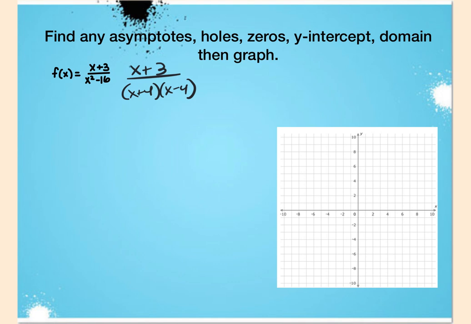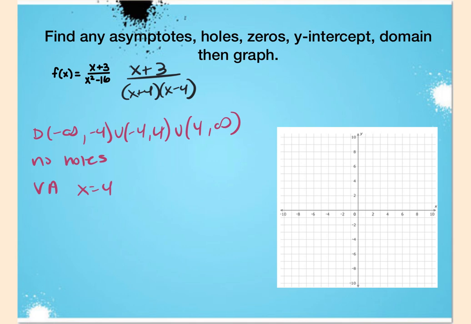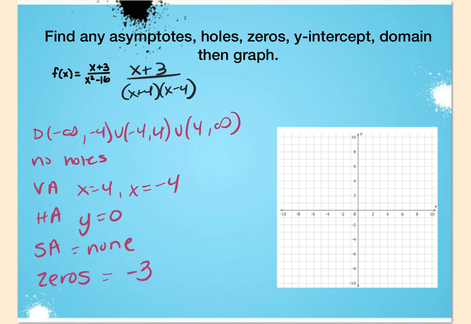Domain, x can't equal negative 4 or positive 4, so negative infinity to negative 4, negative 4 to 4, and 4 to positive infinity. There are no holes. Vertical asymptotes are x equals 4 and x equals negative 4. The exponent in the top is less than the bottom, so my horizontal asymptote is y equals 0. There is no slant. The 0, and there's only 1, is negative 3, which comes from the numerator.